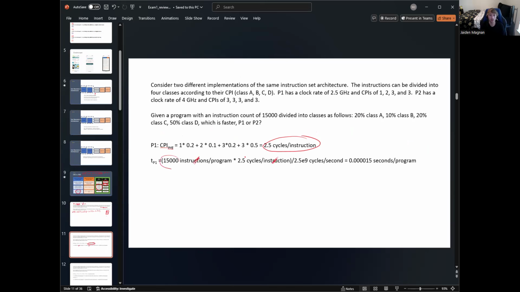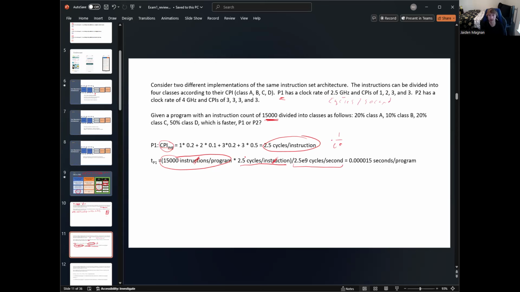So this 1500 instructions per program comes straight from the question. This 2.5 cycles per instruction was the weighted average of all of our CPIs for processor 1. And then our clock rate was 2.5 times 10 to the 9, and that was this part right here. This 1 over clock rate is how I like to write it, but in this example, it's just divided by the clock rate. And clock rate is always cycles per second.